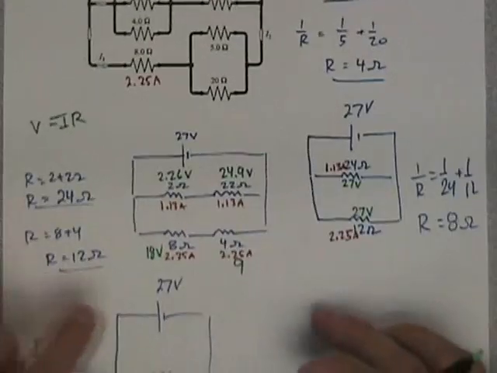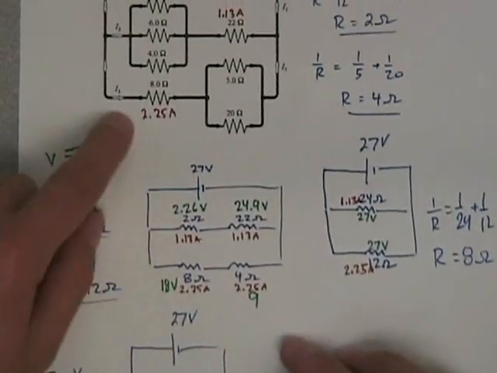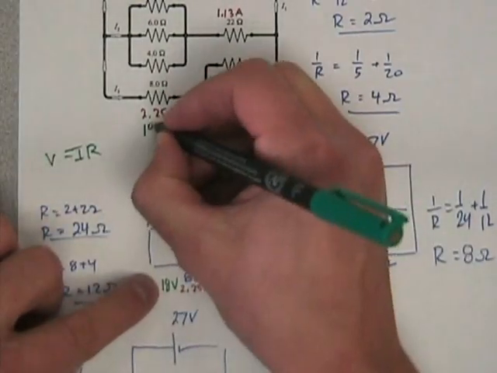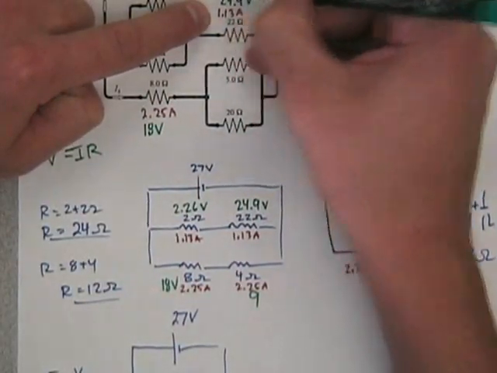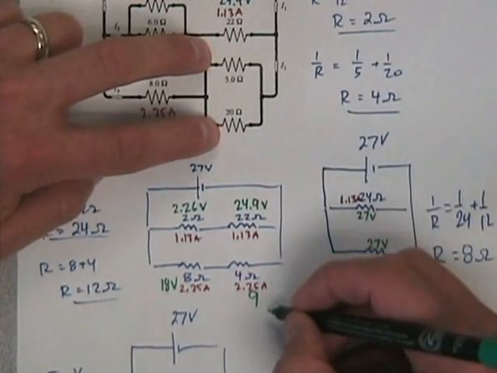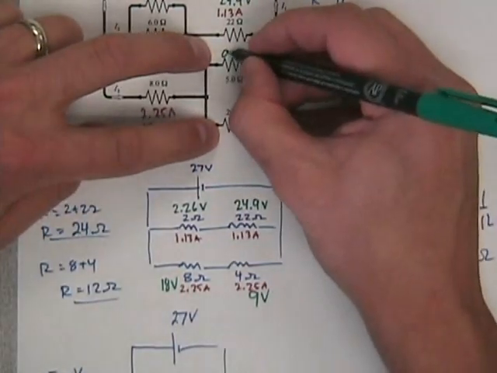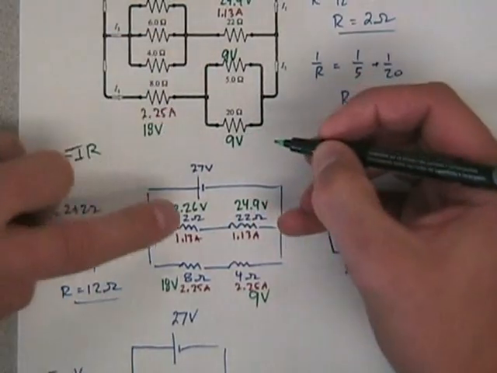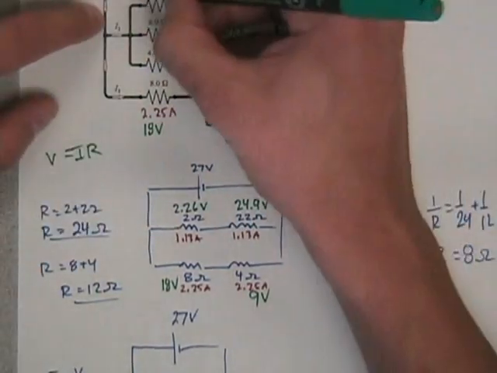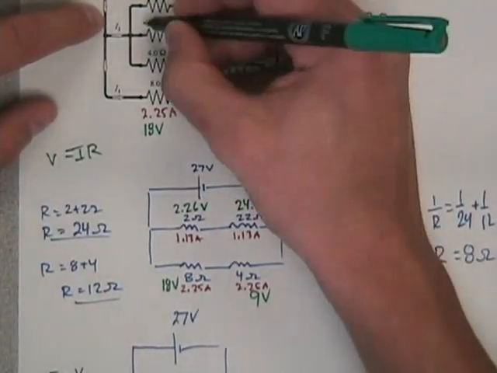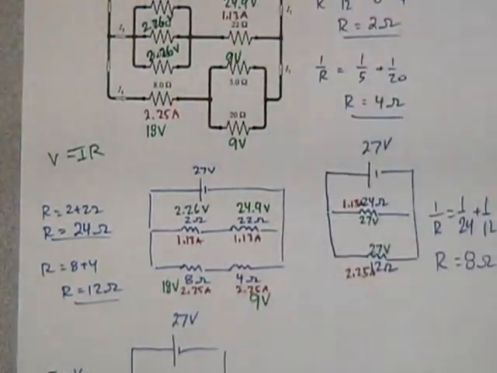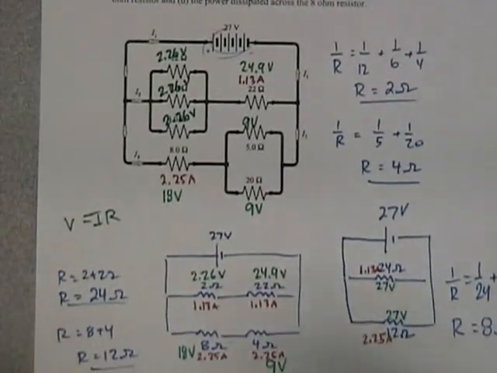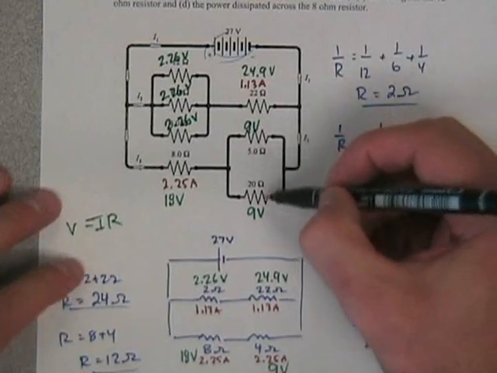Okay, so when I take these, I can travel backwards to where I need them. This one I know is 18 volts, and this one I know is 24.9 volts. These two are in parallel, so 9 volts and 9 volts. And these three are in parallel, so 2.26 volts, 2.26 volts, 2.26 volts. You can just see how complicated this is getting. It's just getting messy.